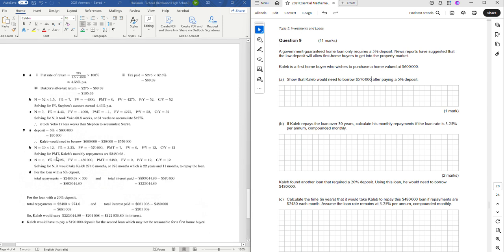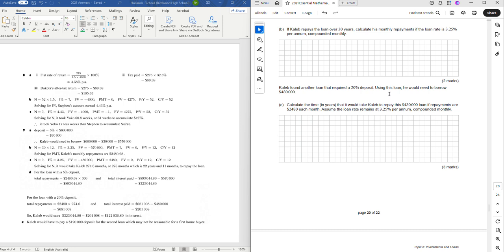All right, we're finding the payment. So this is what we're trying to find. It's what we've done recently. Future value is 0. Everything else is the same. Present value is minus $570,000. Therefore, once you punch that into your calculator, it will tell you what the repayments are.